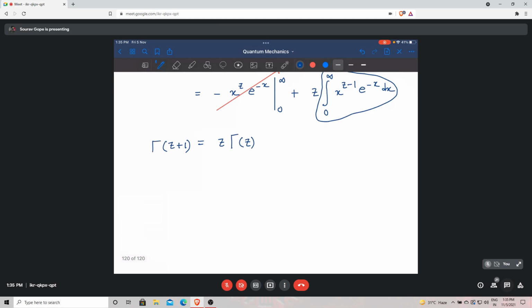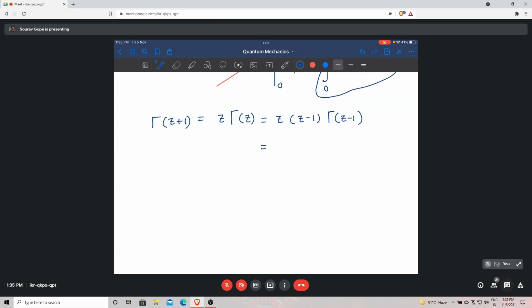Now from this, the two different scenarios can happen. Again, gamma z is equal to z minus 1 times gamma z minus 1, and gamma z minus 1 in terms of z minus 2. So what happens is that z minus 1, z minus 2, up to this will happen, into 1 into gamma of 1.